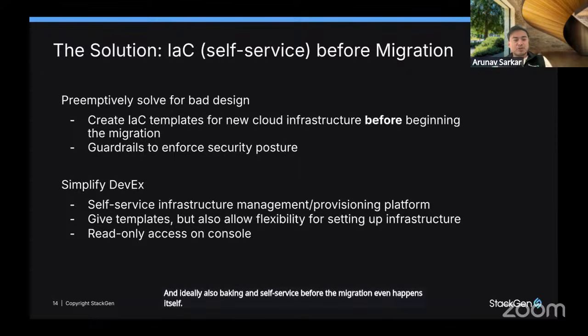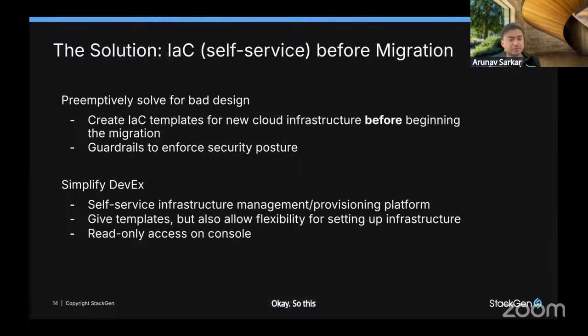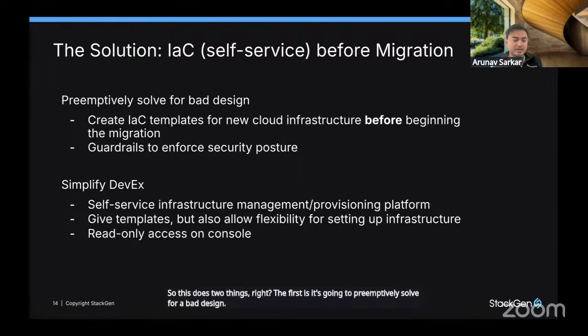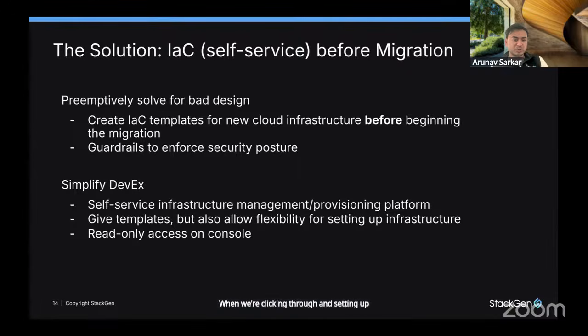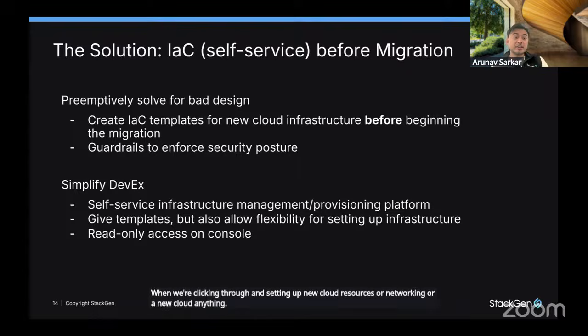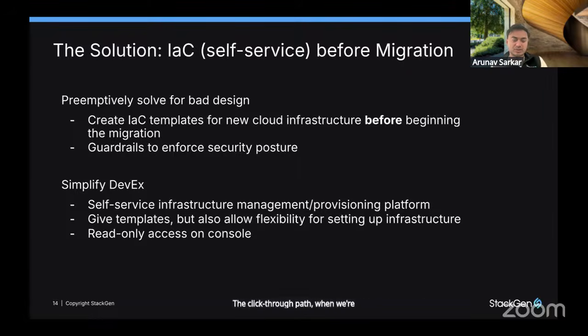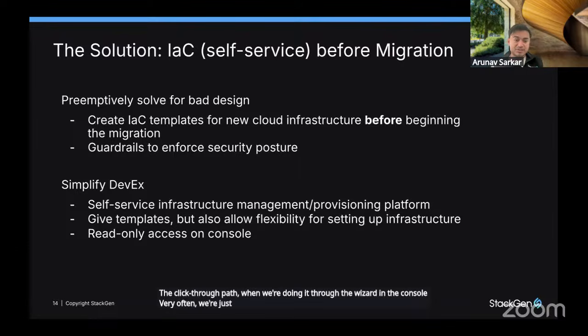So this does two things. The first is it's going to preemptively solve for bad design. When we're clicking through and setting up new cloud resources or networking or a new cloud anything, the click-through path, when we're doing it through the wizard in the console, very often we're just trying to, and I'm guilty of this myself, get the resource stood up.